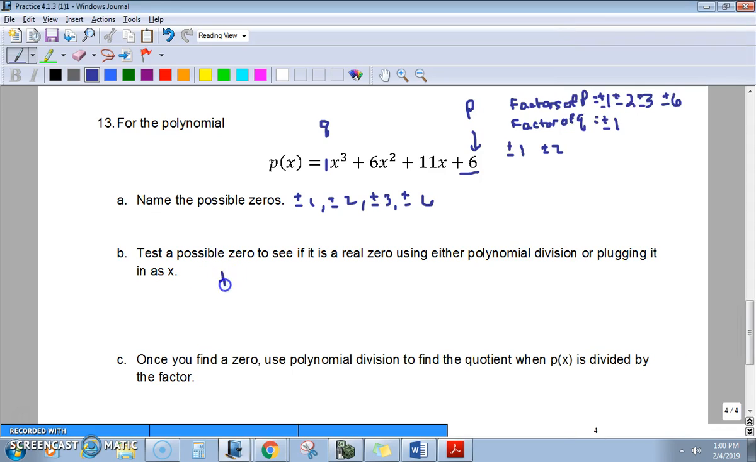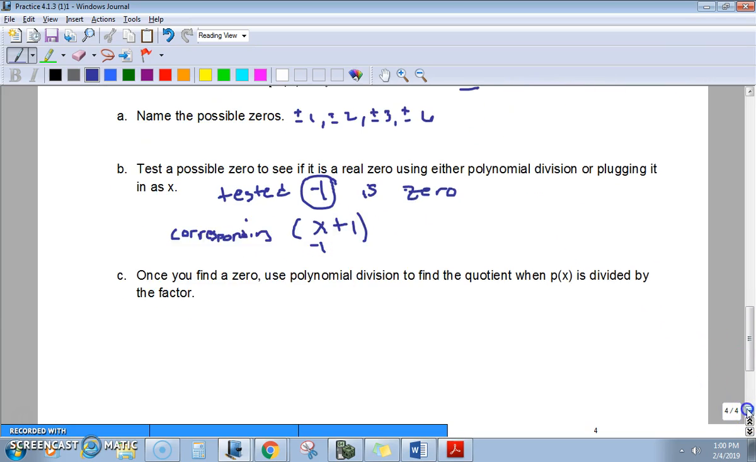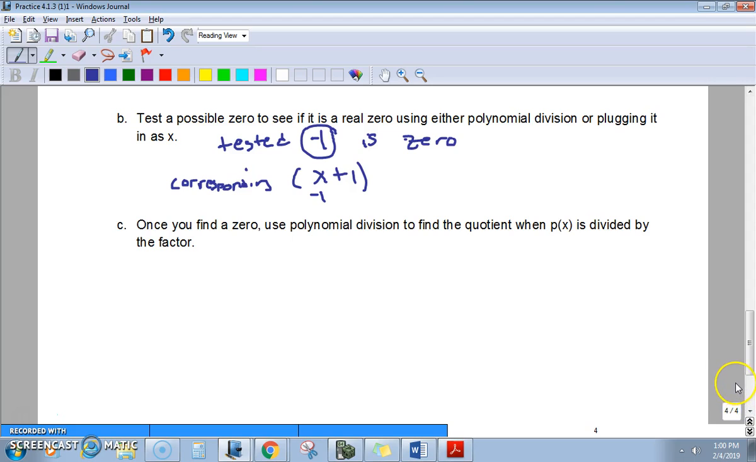Okay, so tested, negative 1 is 0. What that means is, if negative 1 is a 0, the corresponding factor is x plus 1. Because if x is negative 1, if I add 1 to it, it's 0, right? So the actual factor is x plus 1 if the 0 is negative 1. And that kind of goes back to how we shift our function left and right, right?